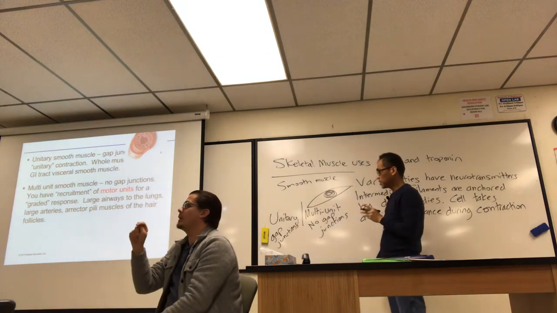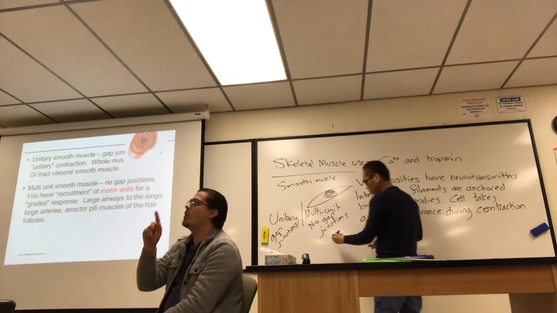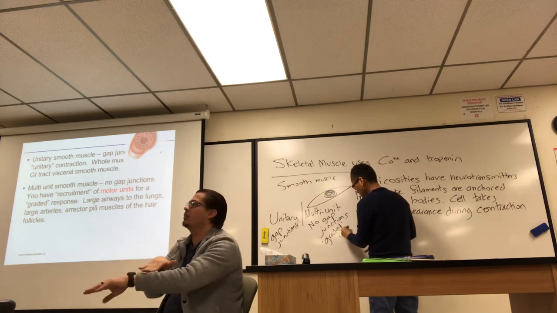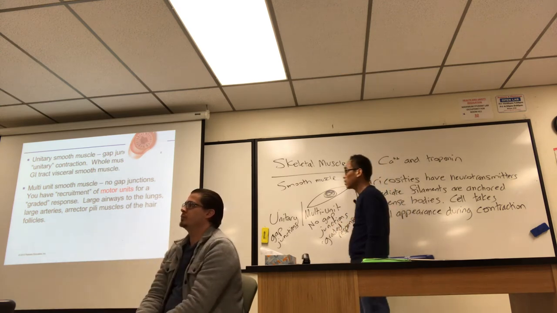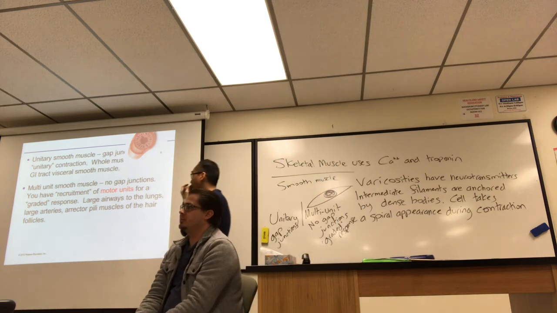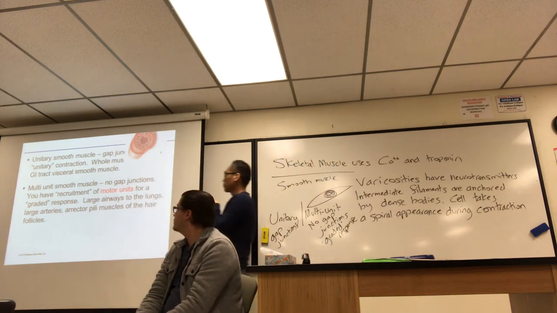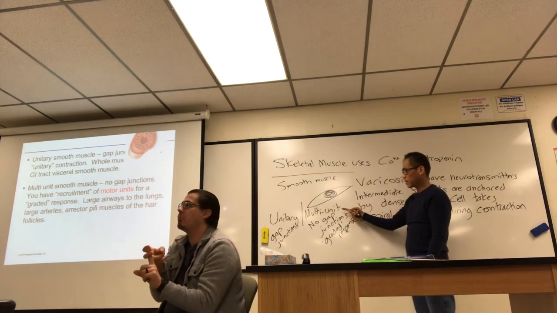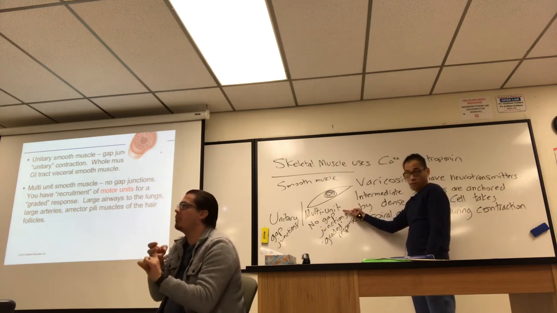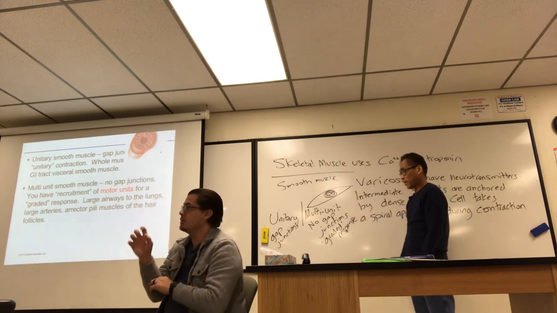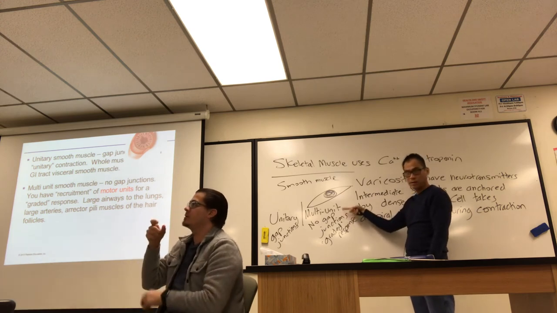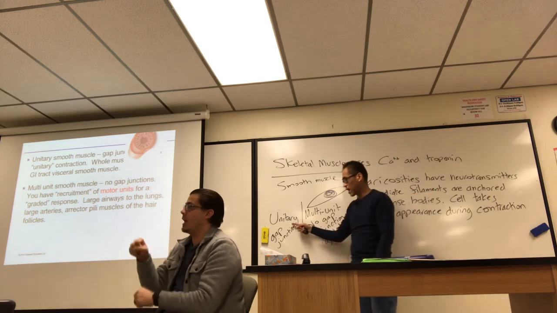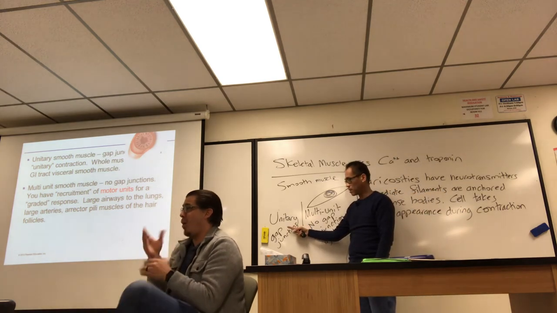So what you say is multi-unit smooth muscle has more of a graded response. So it's like you have recruitment. If you want a little bit of force, just recruit some units to fire. If you want more force, hey, let's get more to fire, because the signal doesn't spread very well. So you can actually recruit less or more. Here, basically you can't, so it's all or nothing. You get the whole thing or not because of the gap junction.